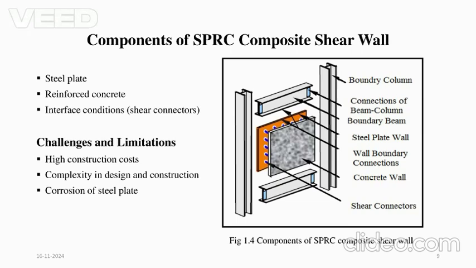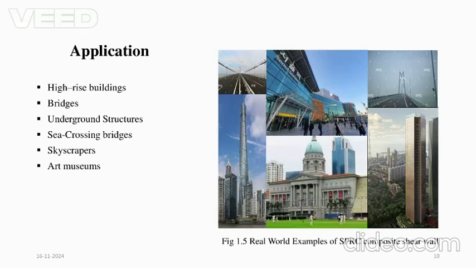Now that we have covered the basics of SPRC composite shear walls, let's move on to their implementation. The SPRC shear walls can be utilized in high-rise buildings, bridges, underground structures, sea crossing bridges, skyscrapers, art museums. Here you can see the real-world examples of SPRC composite shear walls.